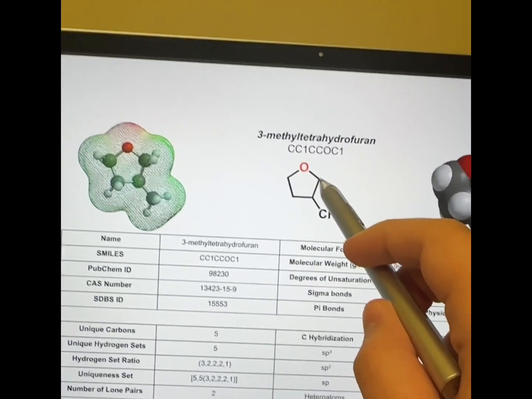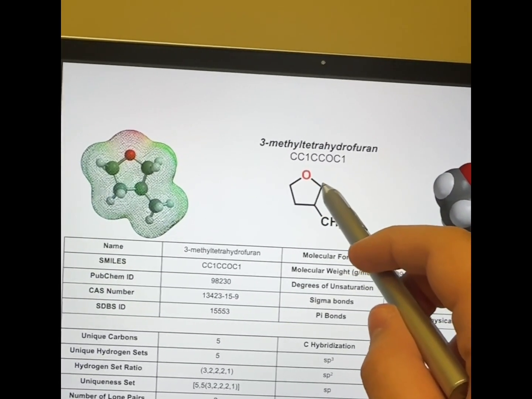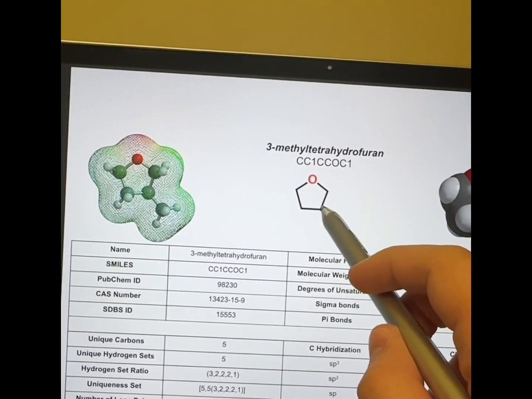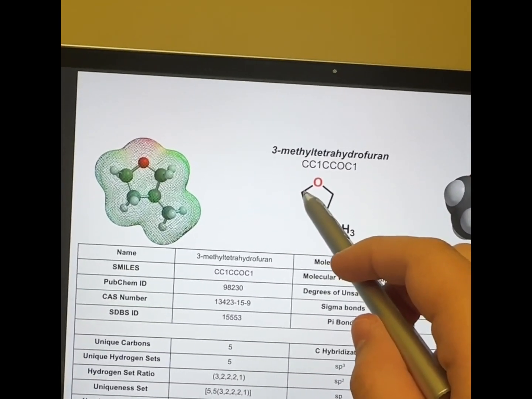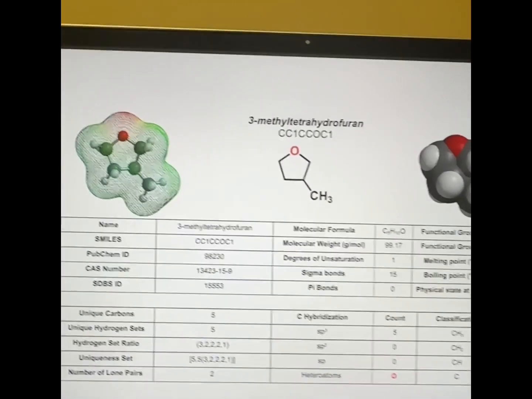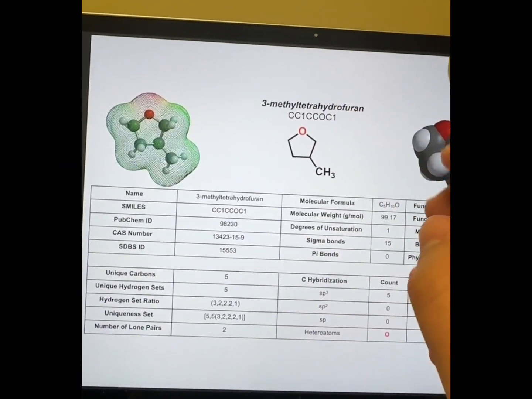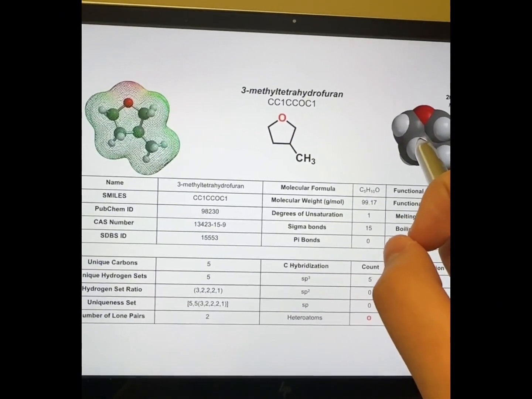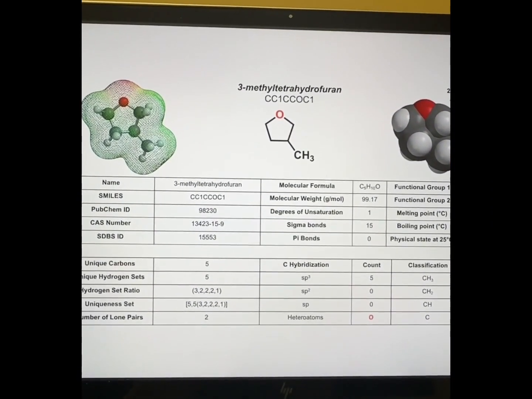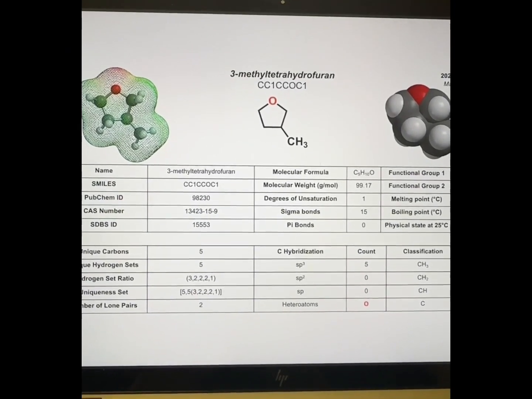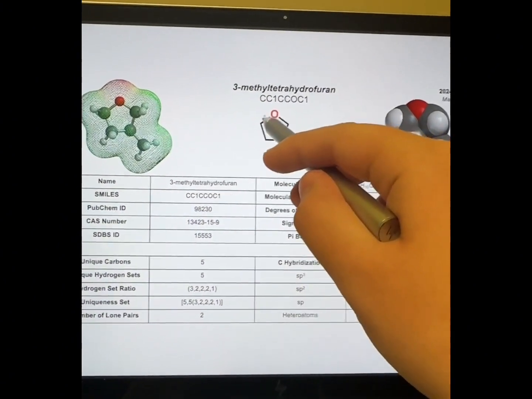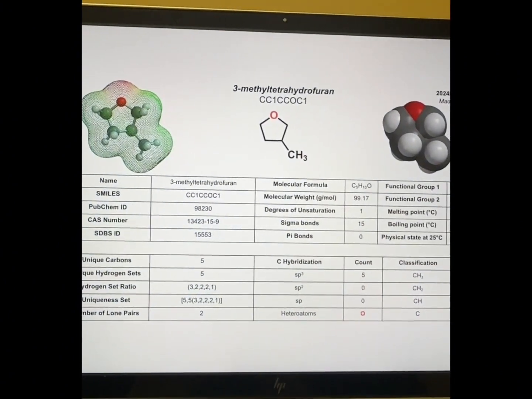These 2 may look like they'd be the same, but this one is different because it connects to an oxygen and this carbon with only 1 hydrogen. This one does not. Because each carbon has at least 1 hydrogen and each carbon is unique, we also have 5 unique sets of hydrogen. We can see the ratio is 3, 2, 2, 2, and 1.